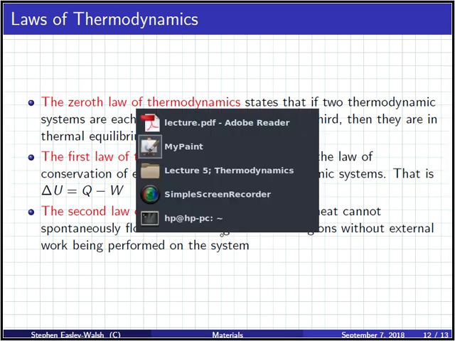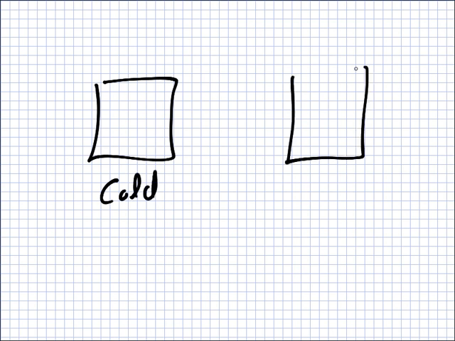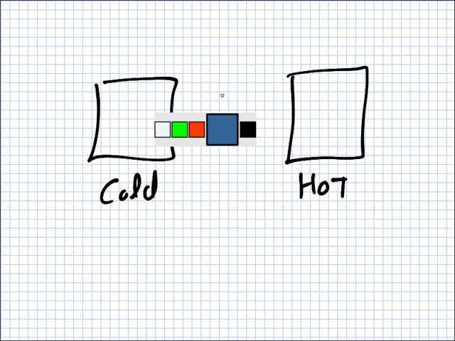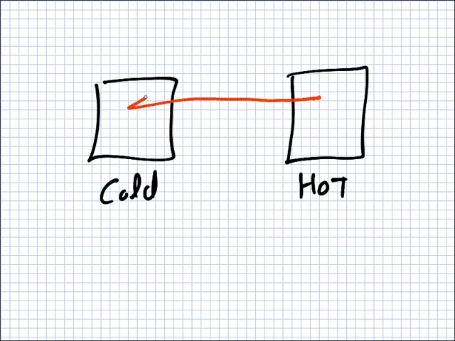So for example, I'll draw a picture here. If this is cold and this is hot, and I move them together, which way will the heat move? The heat will move this way. The heat cannot move this way unless I do some work and I move it.